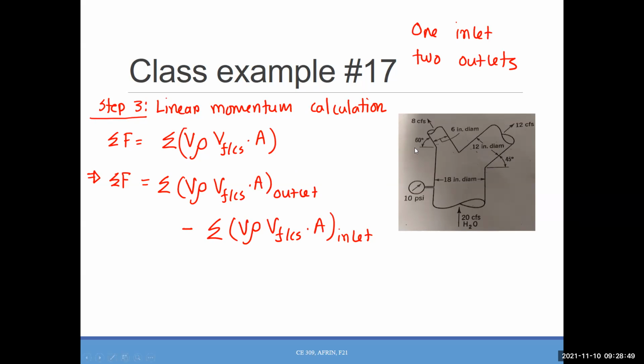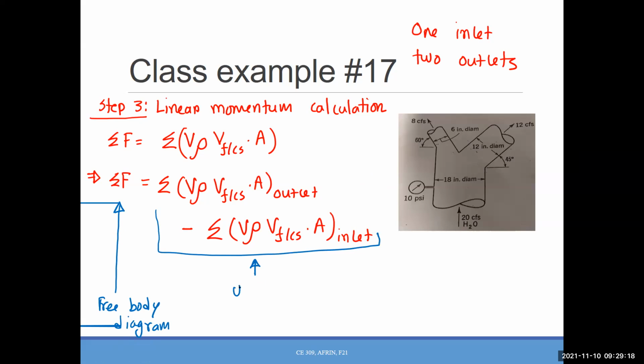Now, the reason I asked you to draw 2 diagrams, one is for control volume and one is for the free body diagram. For this part, we will use the free body diagram. And for this part, we will use the control volume diagram. I find it easier to split that into 2 parts so that I will not get confused. Because free body diagram is all about the external forces and this summation of F is actually the external forces. So we will use the free body diagram for the external F and we will use the control volume diagram for this one. Okay.